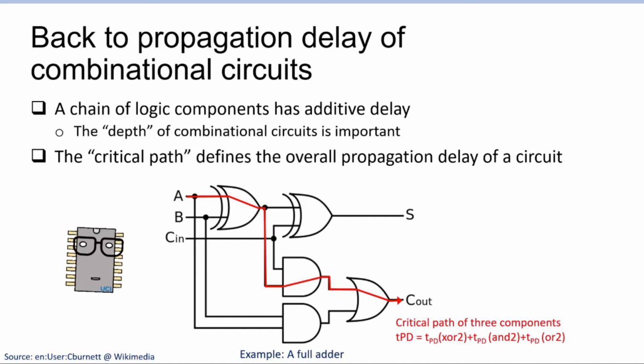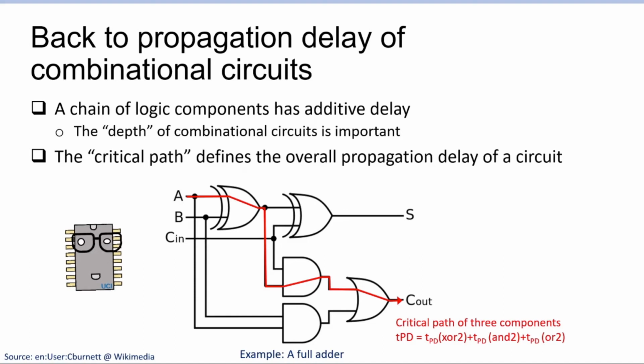2-input OR gate. And if there are no other paths in this particular circuit that have a longer propagation delay than this path, then this path becomes the critical path, which defines the overall propagation delay of this circuit. Because regardless of whether S was calculated faster than carry out, the next system component that takes input from this component doesn't have the full set of input that it requires before both of these signals have stabilized.